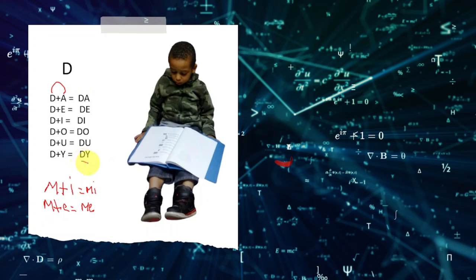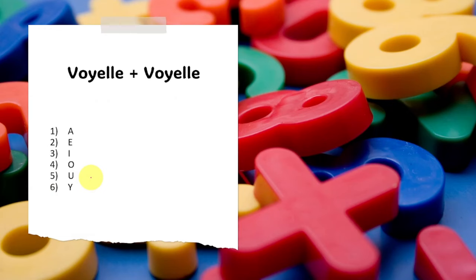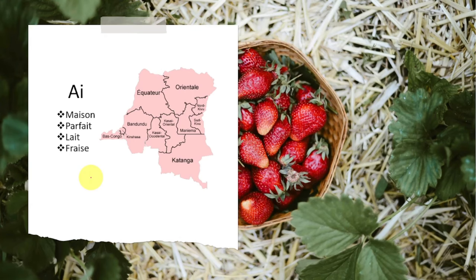So this and this almost sound the same. I'm talking about this one. Almost like they sound the same. But be careful. Okay? So we come here. Voyelle. When we combine the vowels together themselves, they produce different sounds. Okay, so we're gonna come here. For example, when we combine this together, the sound is like eh.